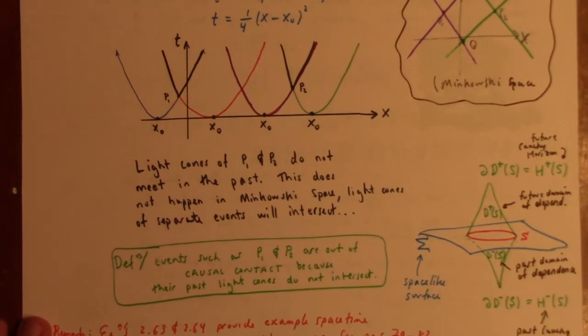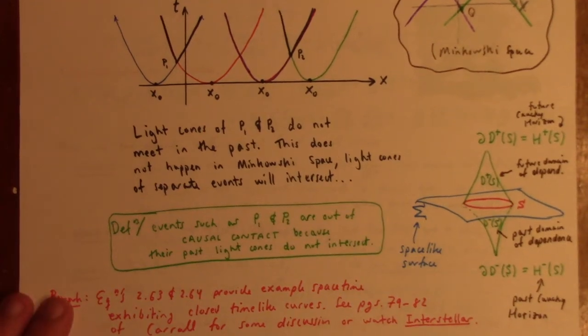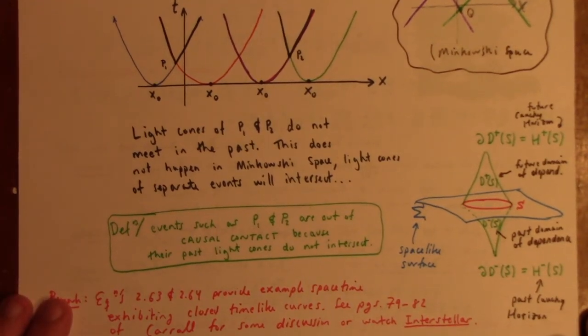So, equations. Let me get on here with the rest of this. Equations 2.63 and 2.64 provide an example spacetime exhibiting closed time-like curves. So what's a closed time-like curve? Well, that means the curve is always pointing in a time-like direction, and yet it comes back where it started. That's a loop in time. And you can look at Carroll, pages 79 to 82, for some discussion of that.